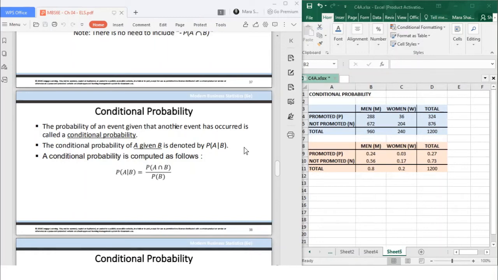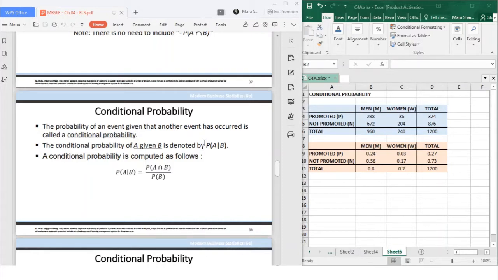Next, let's move on to conditional probability. The probability of an event given that another event has occurred is called a conditional probability. The conditional probability of event A given B is denoted by a symbol, a vertical line that divides the event A and B. That means what is being looked for is the conditional probability.